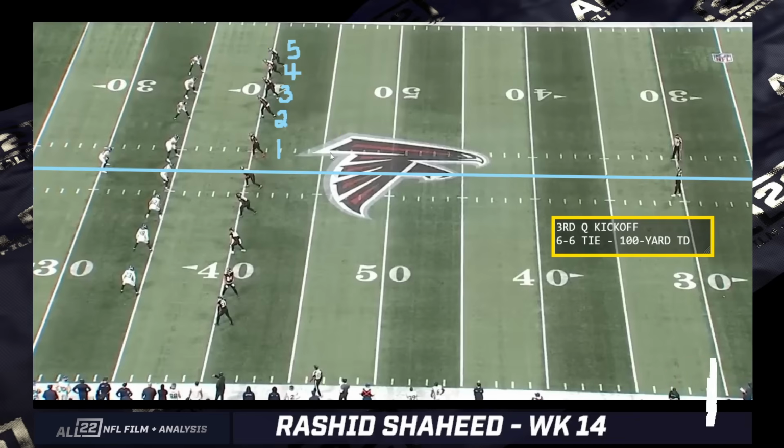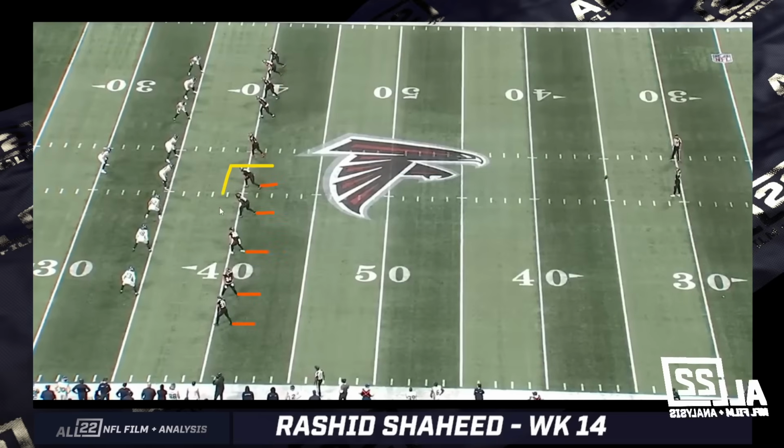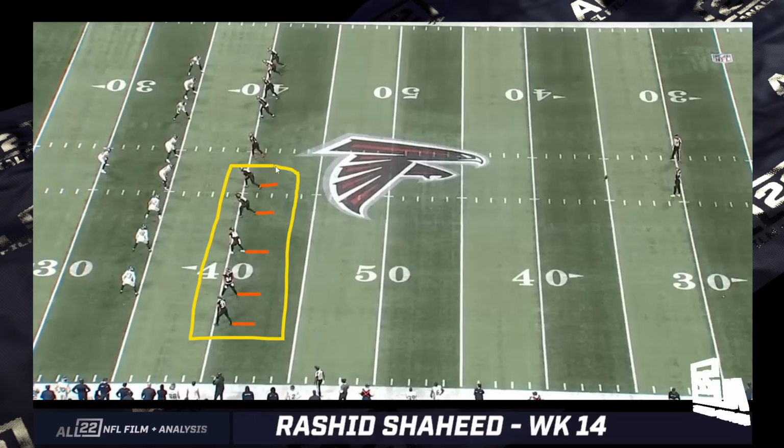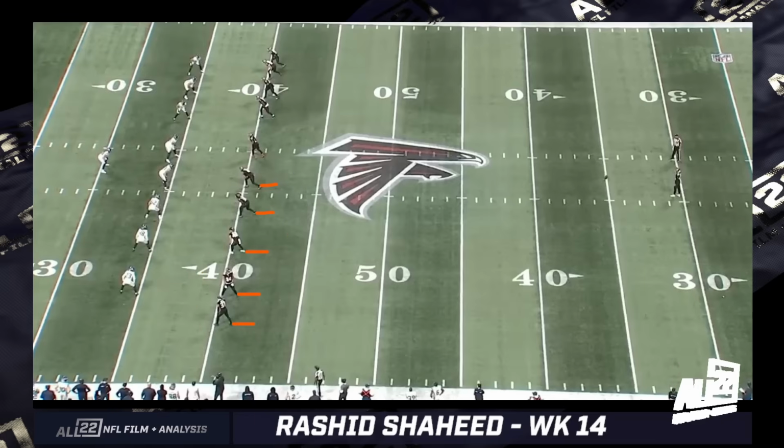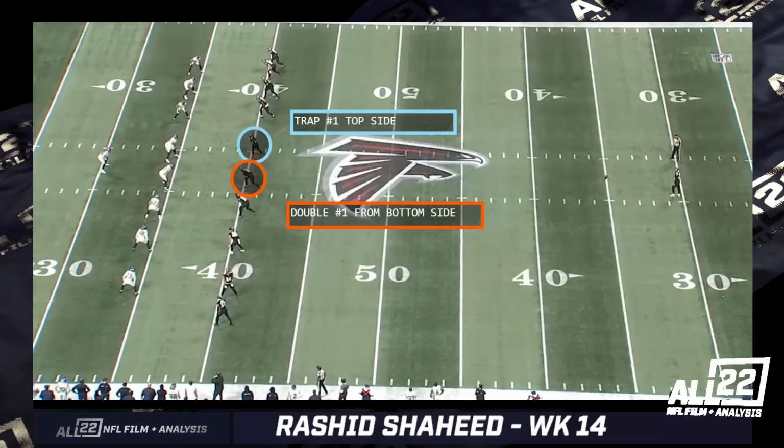So you number from inside out on kickoffs normally. So the number 1 is this player here, on out to the number 5. You have the same designation underneath of that blue line, the 5 players to the bottom side of our screen. And I'll generally refer to those guys in that manner from a numerical standpoint.